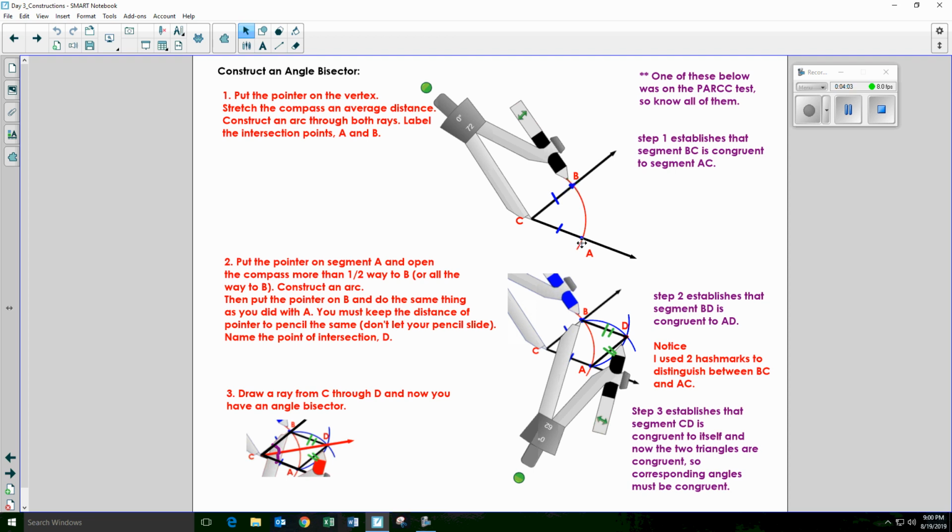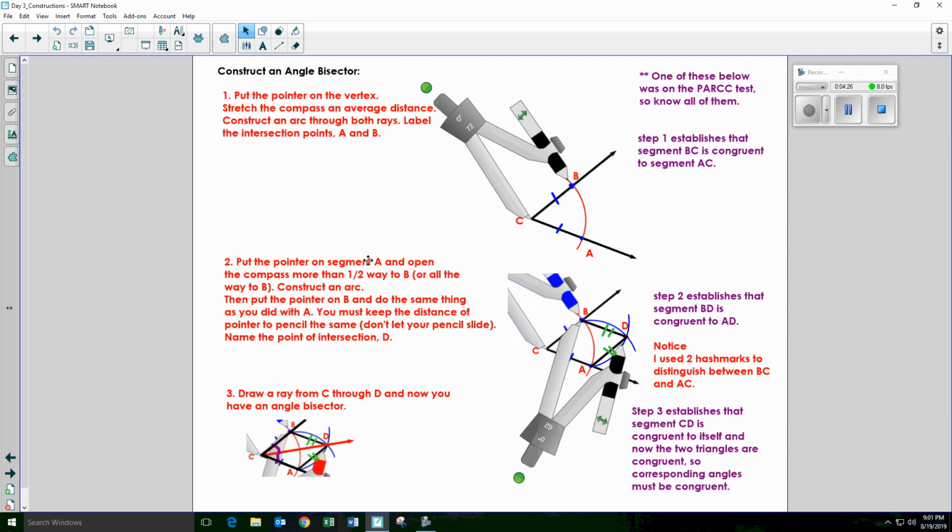Okay, go ahead and label those points. I just call them A and B. I use this as C, so I just pick two other letters, A and B. Okay, then as it says in step 2, I take my pointer and put it on one of these, either A or B. So on this one here, you see the last step, you have the pointer on B, and as it says, open the compass more than halfway to B.